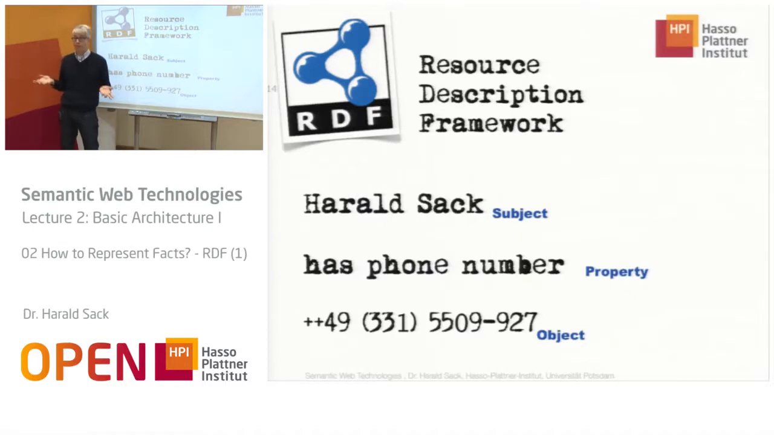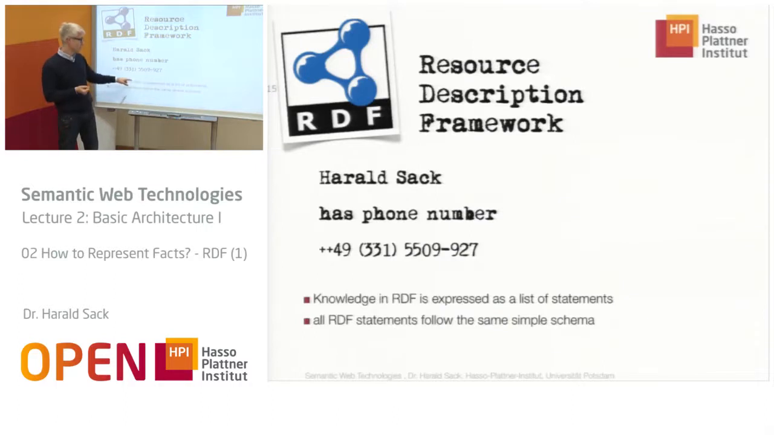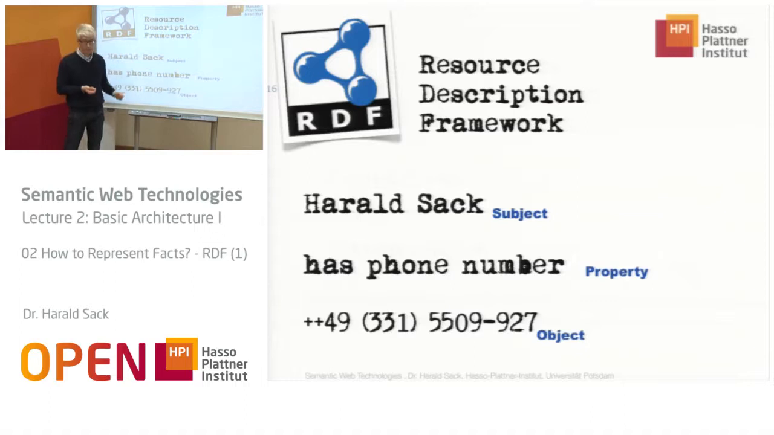So, let's come back to the example that we had in the beginning. There I have the phone number that you can see here. And this is a simple sentence. And of course, I am the subject. This here is a predicate or property. And this here denotes an object. So knowledge in RDF is simply nothing else than a list of statements that are expressed in this way. And all these statements follow a pretty simple schema. It's the schema of subject, property, and object.